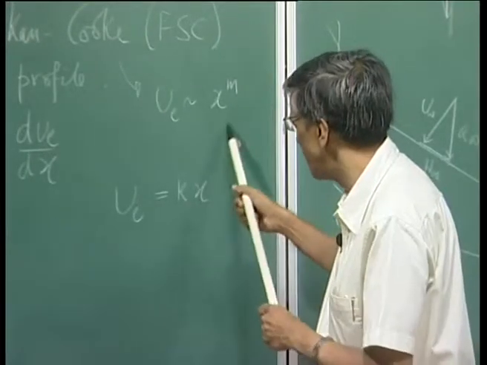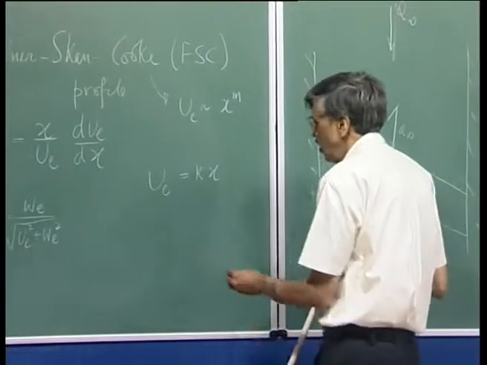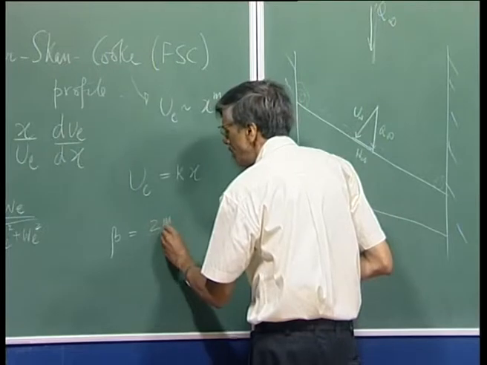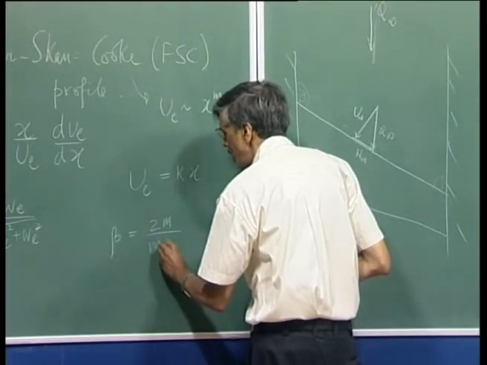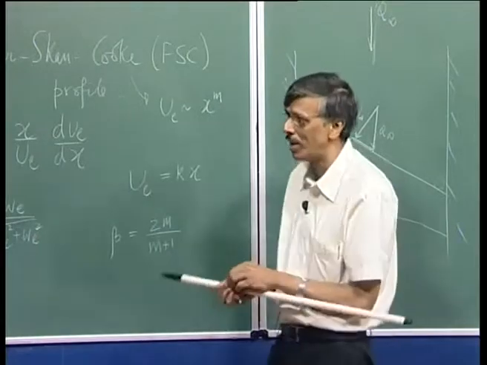So, what you find here, m is equal to 1, right. If m is equal to 1, what was beta? Beta was 2m divided by m plus 1. So, if m is equal to 1, beta is also equal to 1. That is what we are saying.